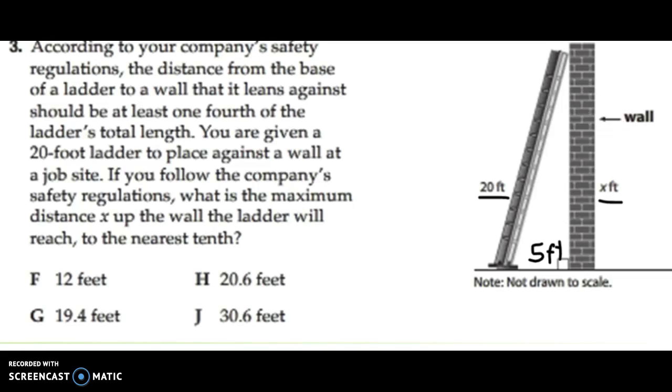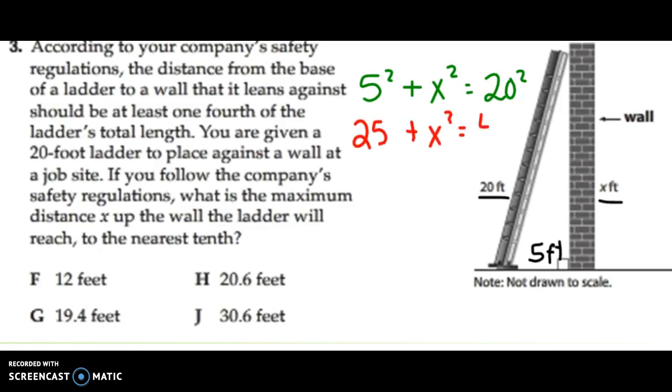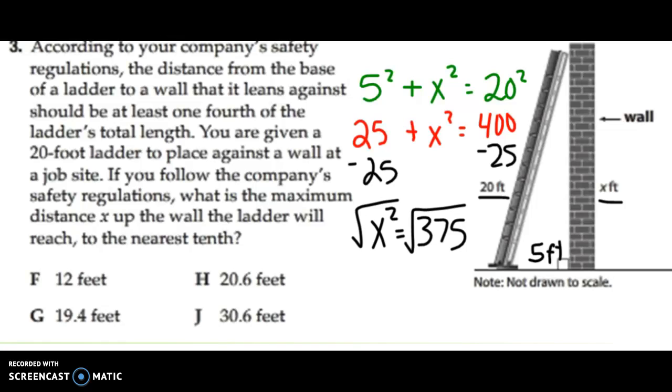So what I can do is I can say 5 squared plus x squared is equal to 20 squared. Fill in the numbers you know. This is 25 plus x squared, and 20 squared is 400. Subtract 25 from both sides, and I find that x squared is equal to 375. Square root that, and I find it to be 19.4 feet is the length of x up the wall.